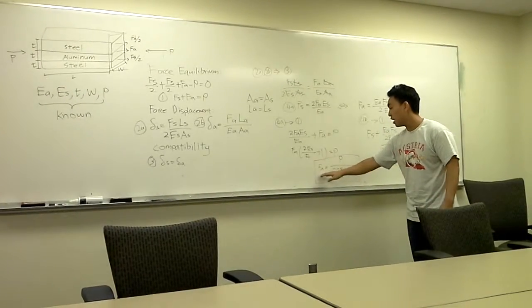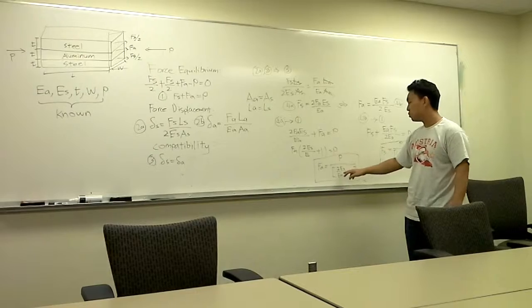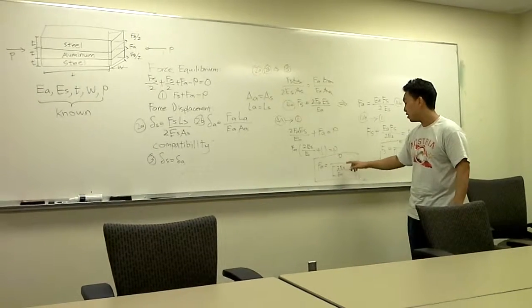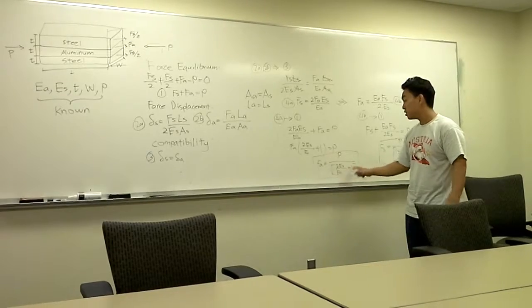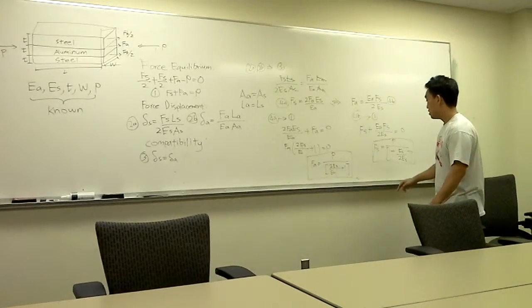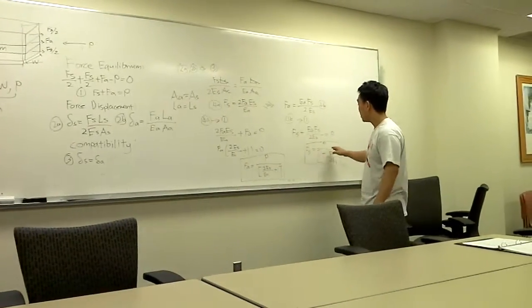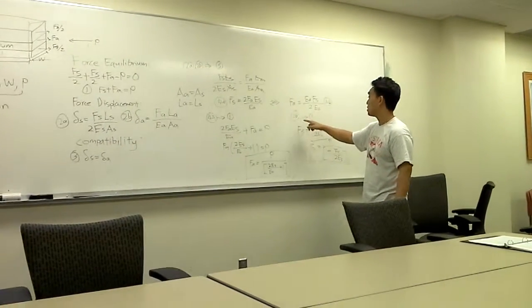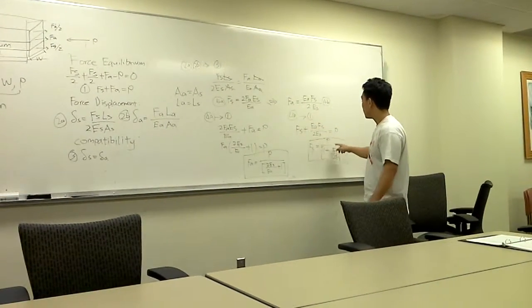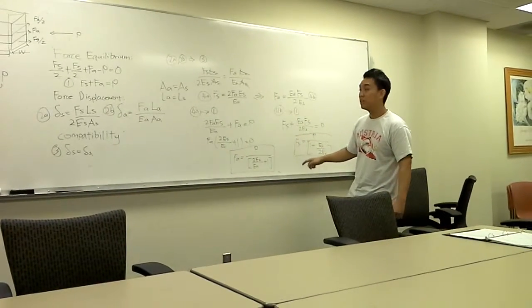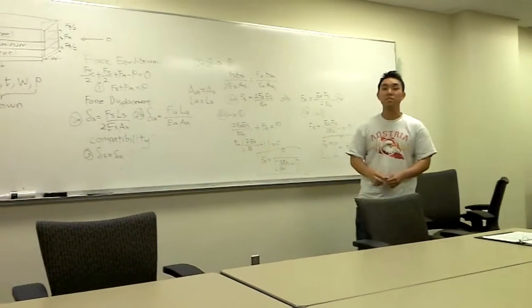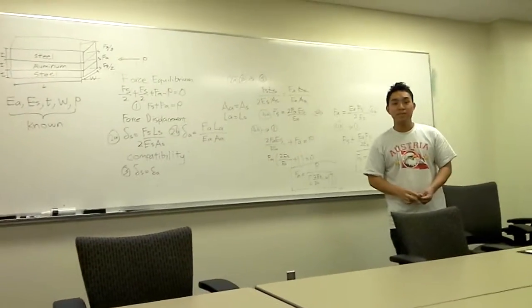As you can see, Fa equals P over 2Es plus 1. And since P, Es, and Ea are known, we can actually solve what Fa is. Same thing goes for Fs. In the end, after substituting 4b into 1, we get P divided by 1 plus Ea over 2Es. And that concludes our statically indeterminate problem. Thank you.